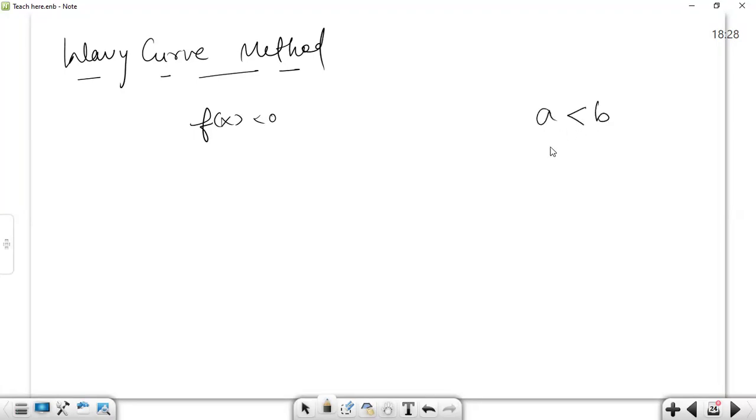Here a is less than b, and b is greater than a. And if we write it with this bar, then it means a is less than or equal to b. Understood?